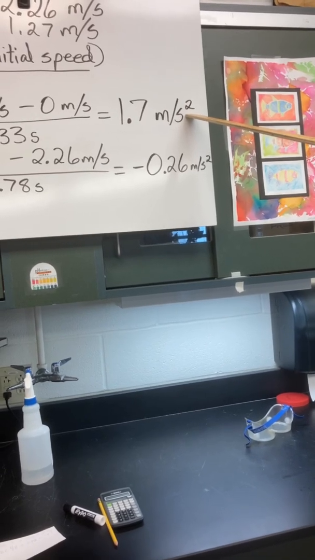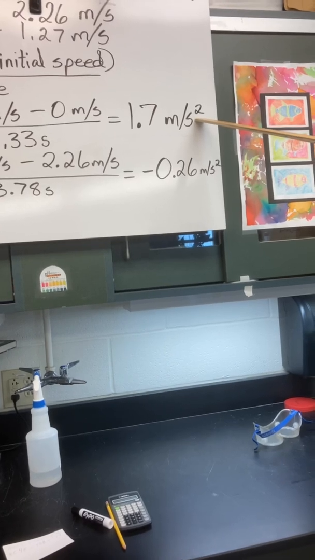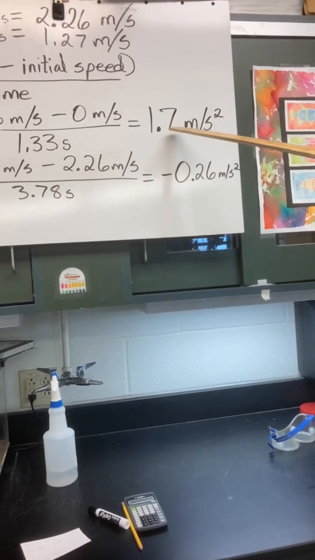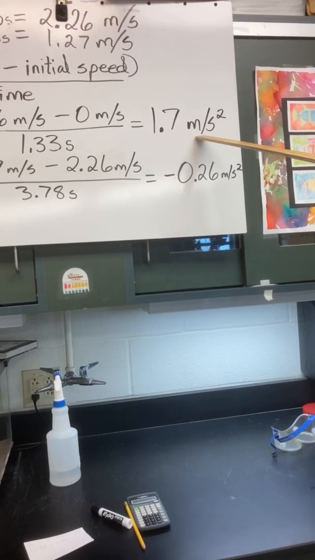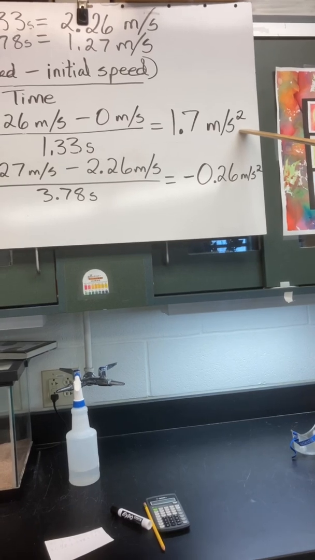because it's not just speed anymore, it's speed in a particular direction. This is velocity. So acceleration tells us the velocity of the green Hot Wheels car is 1.7 meters per second. That gives us the speed and the direction.